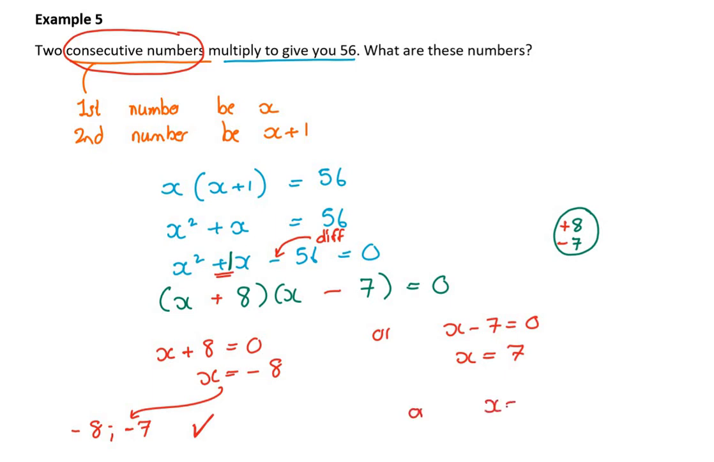Or you could have the two numbers of 7 and 8, which would also work. So not always are negative numbers a problem. They're only a problem if you're meant to be talking about mass or kilometers or time. Whereas here it actually worked out.